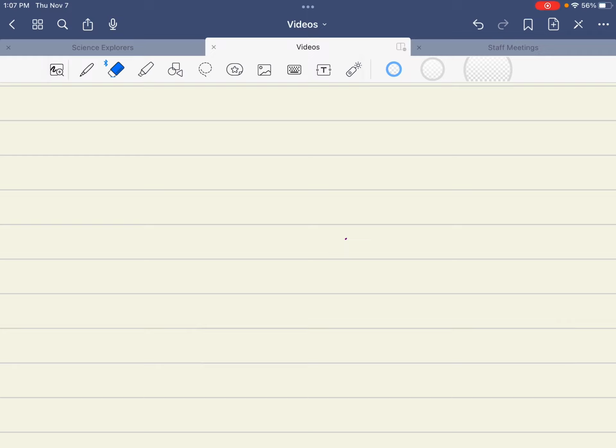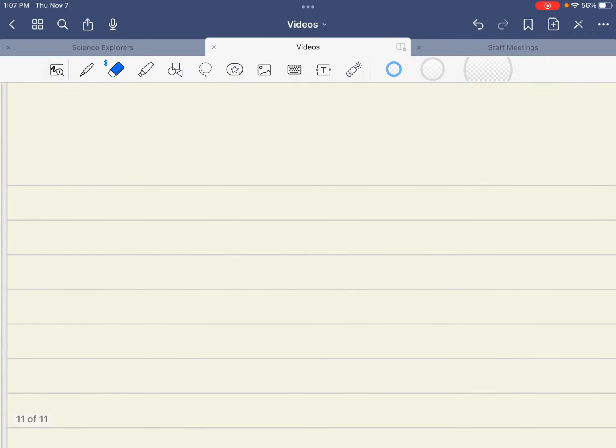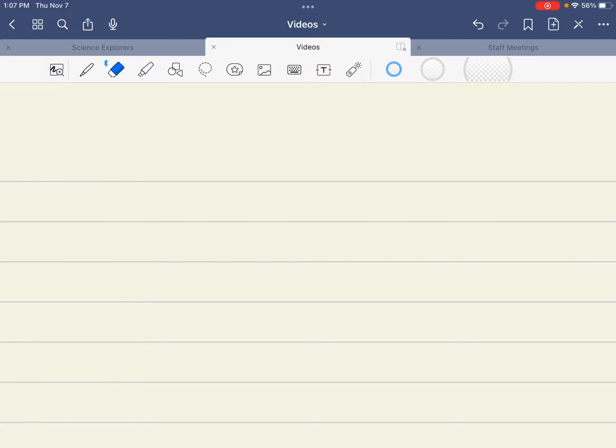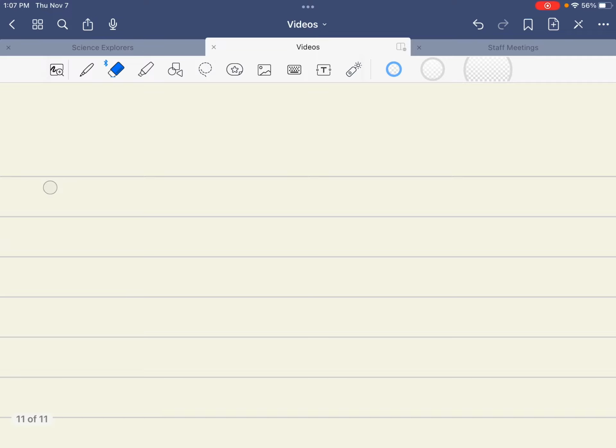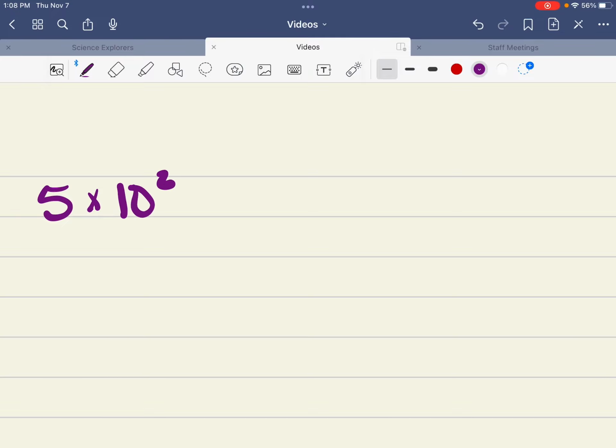Let's add just a couple more small things. You might hear this called evaluate. Evaluate is a fancy word that means solve. You may hear evaluate the expression. And in this type of expression, let's write, let me go to pen, let's write 5 times 10 to the 2nd power.